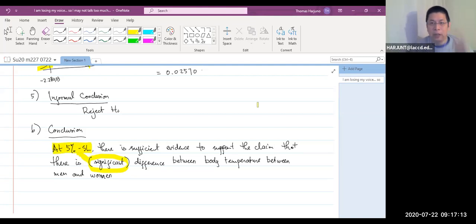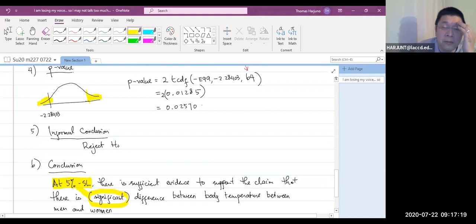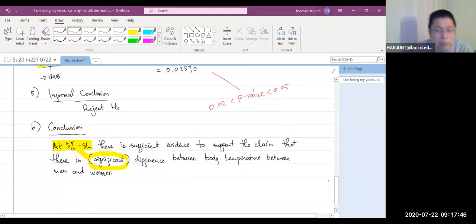However, let me tell you a slightly more advanced way to provide the conclusion. Notice that the p-value is less than 5%, but more than 2%. It means it is significantly different, but not very significant. You may have heard somebody reporting it this way: there's sufficient evidence to support the claim that there is a significant difference between body temperatures between men and women, but not very significant.